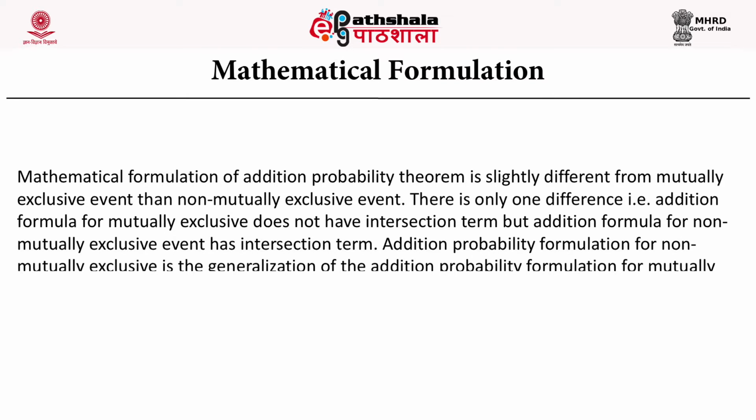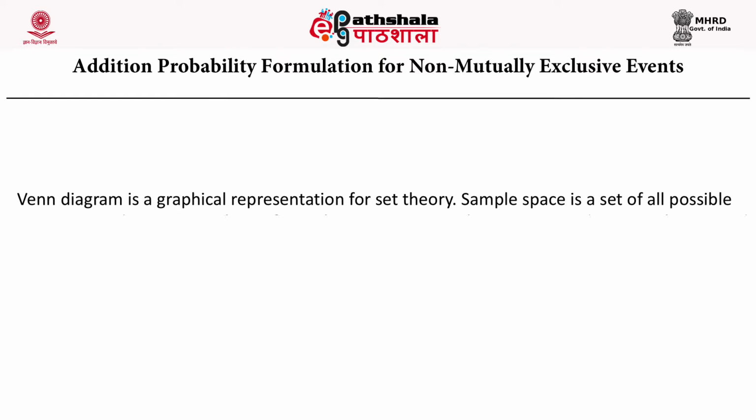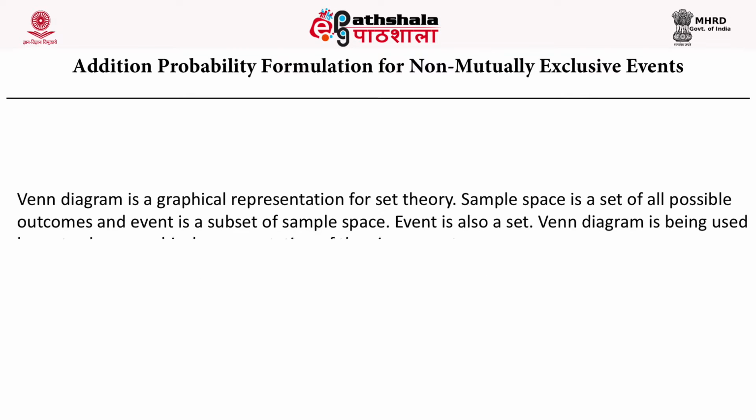There is only one difference: the addition formula for mutually exclusive events does not have an intersection term, but the addition formula for non-mutually exclusive events has the intersection term. The addition probability formulation for non-mutually exclusive events is a generalization of the formulation for mutually exclusive events.